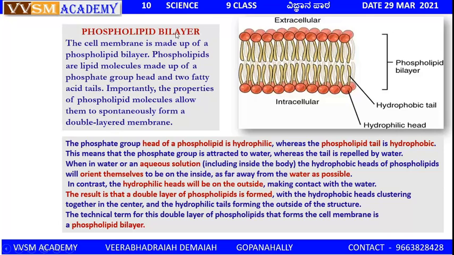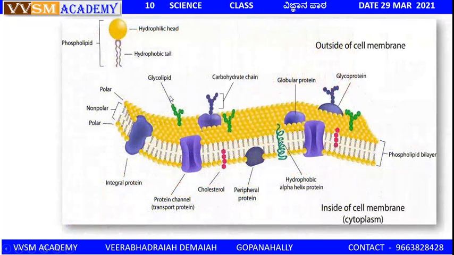This is called phospholipid bilayer. You see, this is a phospholipid bilayer. This is the hydrophilic head. This is the hydrophobic tail. This is the inside of the cell membrane, the cytoplasm. This is the outside of the cell membrane. This is a double layer, or a bilayer arrangement.